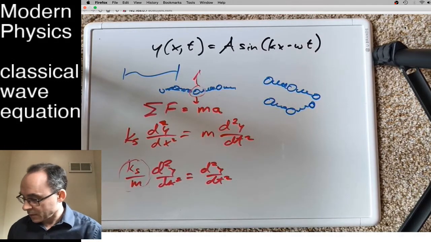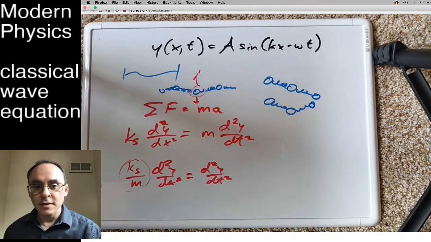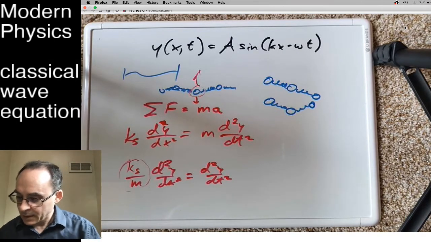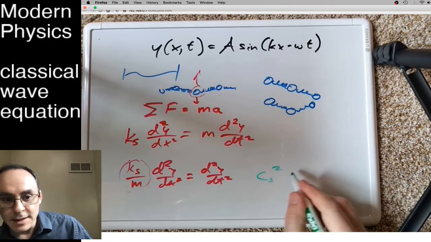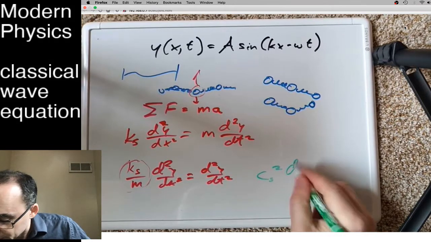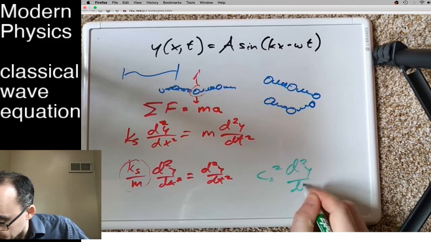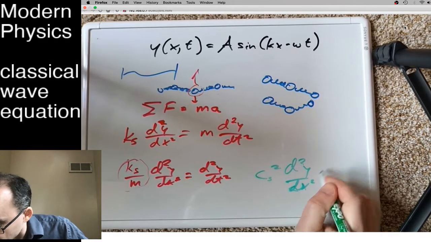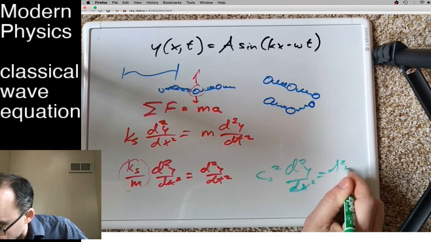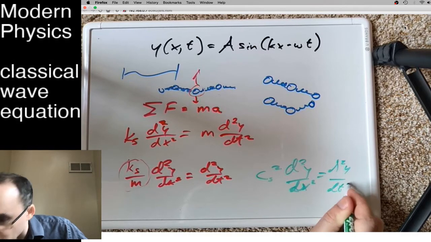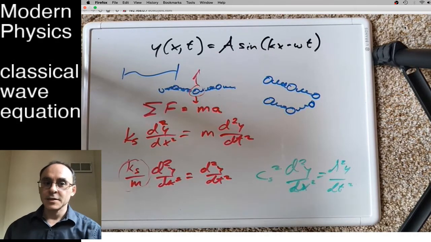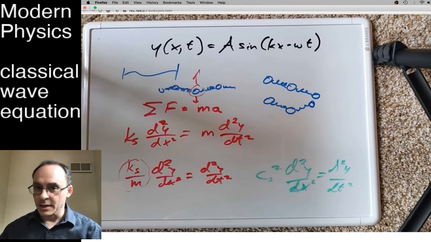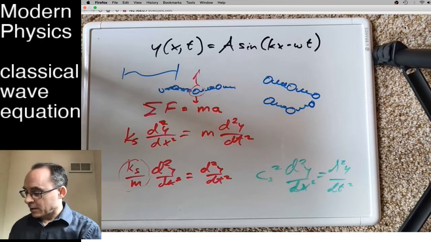So the most common way that you see this wave equation written is where you call this c_s, the sound speed: the second derivative of y with respect to x equals one over c_s squared times the second derivative of y with respect to t. And that's the differential equation that leads to the classical wave solution that I wrote up at the top. So that's really where that comes from.